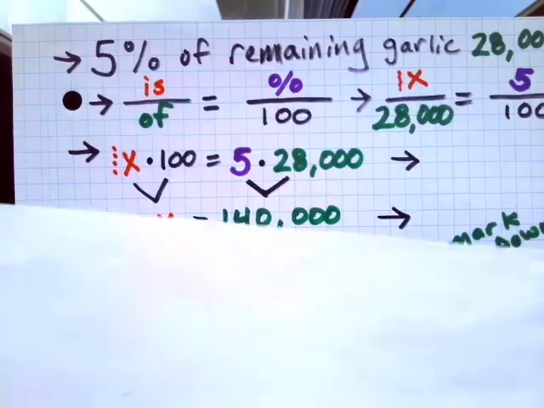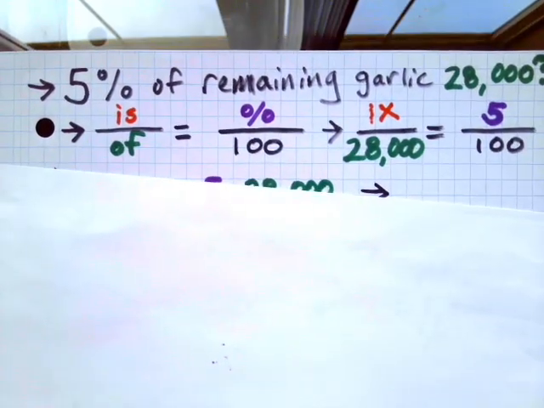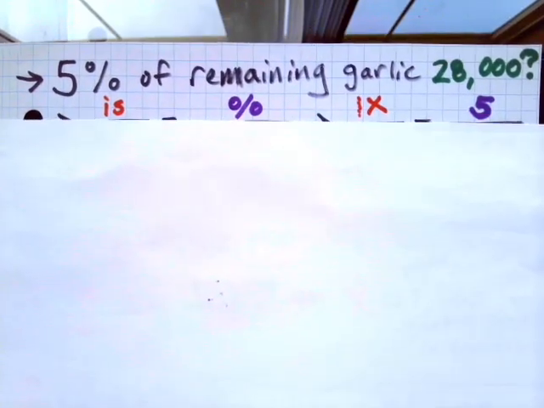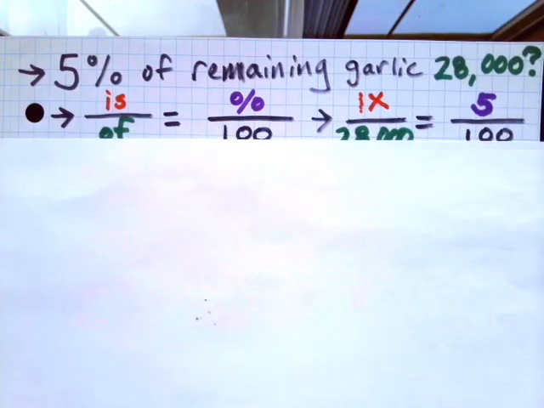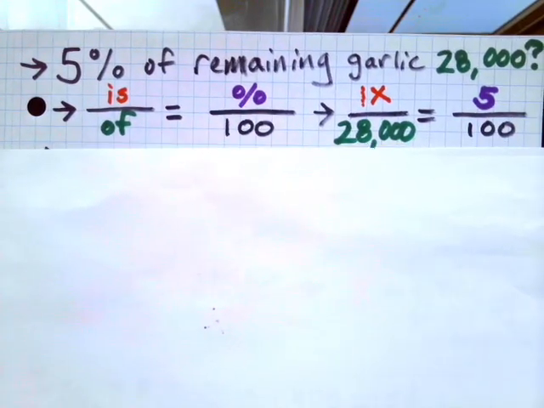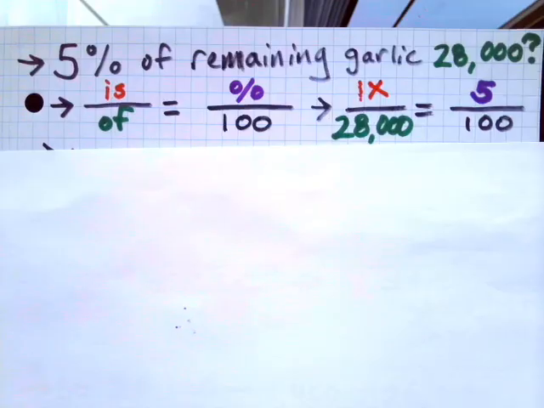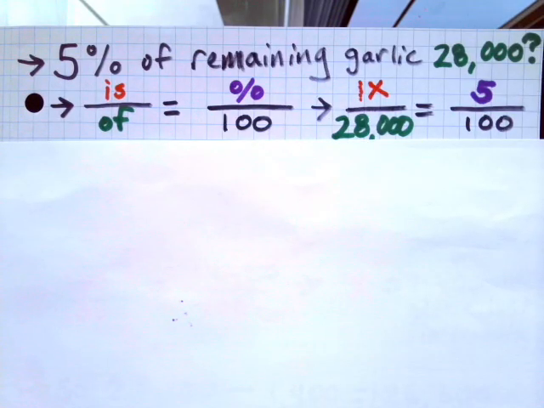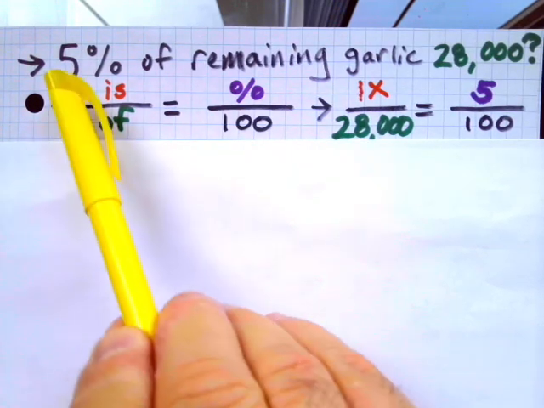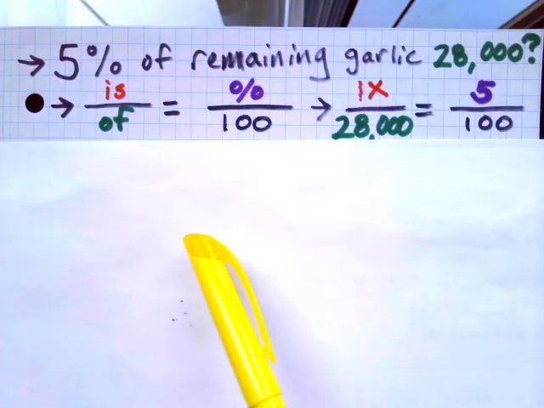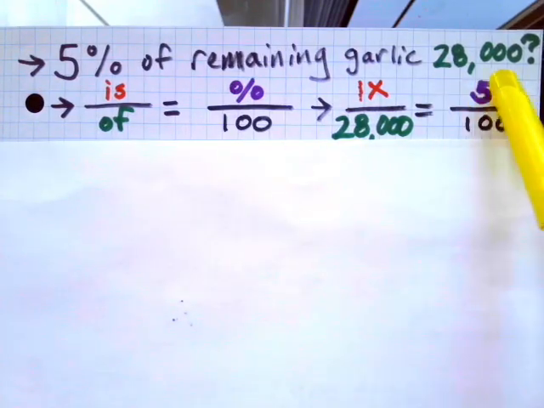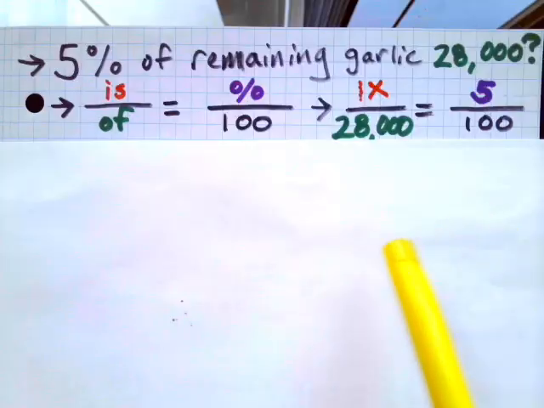I'm going to try to get started. I may have to start a new video. But again, what is 5% of the remaining 28,000? So we know how to mark down that 5% that got lost in transit. Remember, 5% got lost in transit. So now we got to find 5% of the remaining good cloves, 28,000.